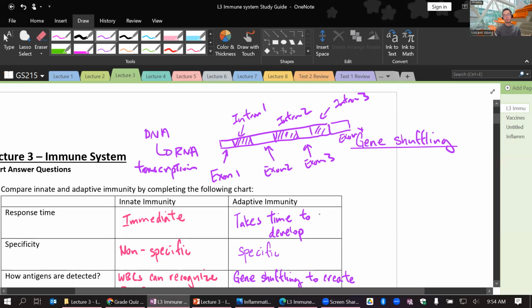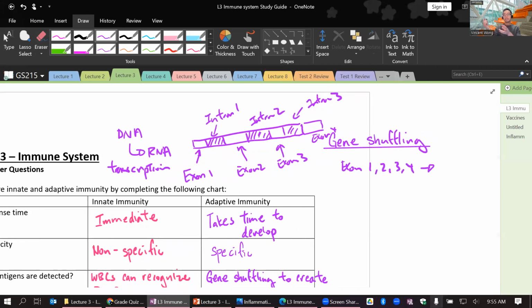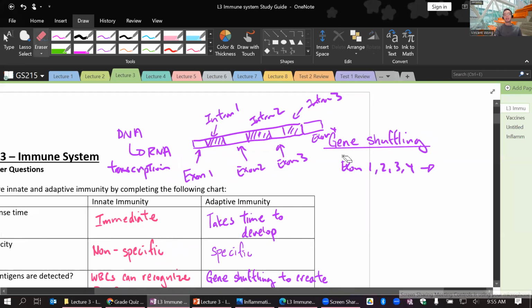Now you have a huge chunk of DNA in our genome dedicated to creating receptors for our adaptive immunity. Let's look at this particular example. You have exon 1, exon 2, exon 3, exon 4. In gene shuffling, we can create various combinations using different combinations of exons. For example, the most straightforward way is you keep exons 1, 2, 3, and 4, and you remove all these introns in between. Then this goes on to translation, and you would create one type of protein receptor.